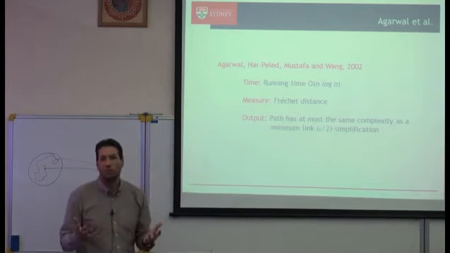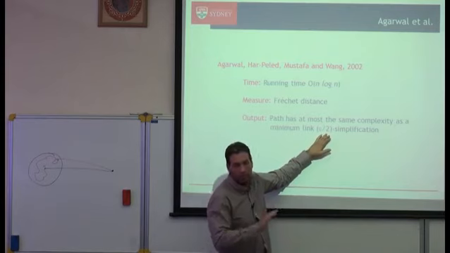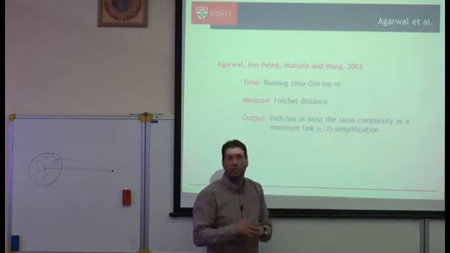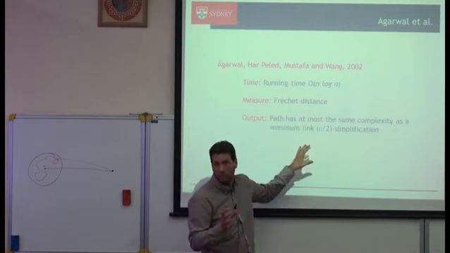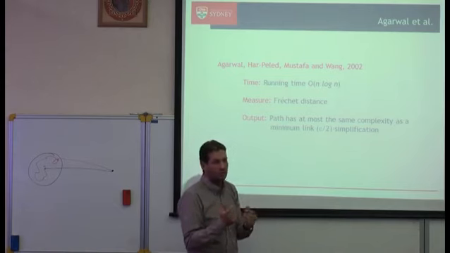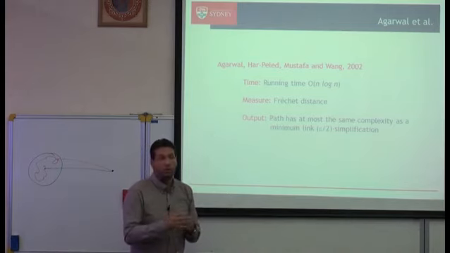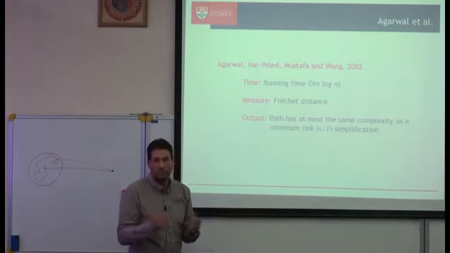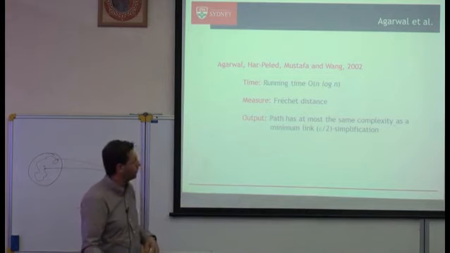So unfortunately, it's not always good, right? Because say I have an optimal epsilon divided by 2 simplification, it could still have very high complexity. But when I allow an epsilon simplification, the size of the optimal epsilon simplification could be much, much smaller. It could even be that for epsilon divided by 2 you have almost the whole path, but for epsilon you have only one single edge. But this is the only bound we have, so I'm going to show the proof anyway.